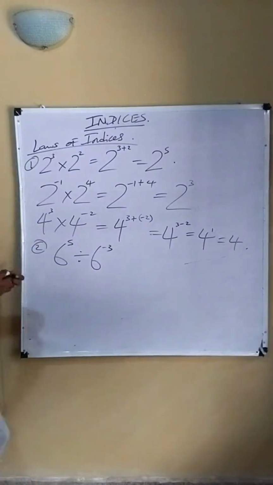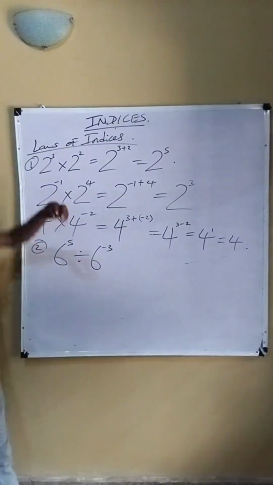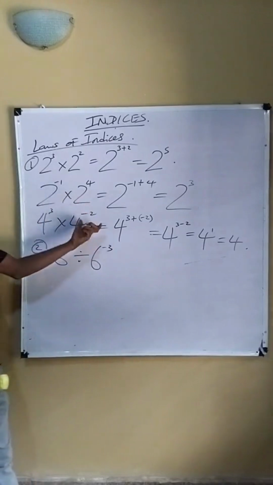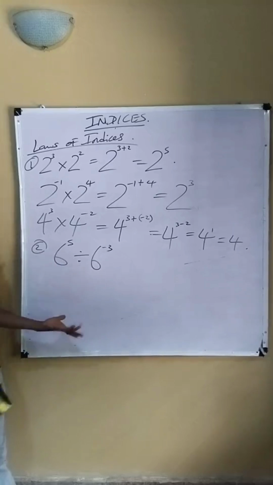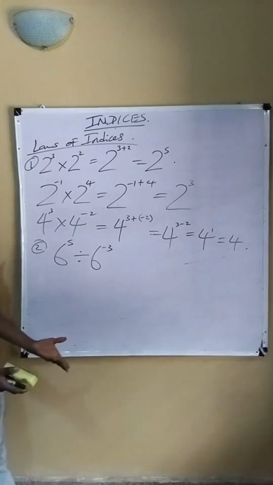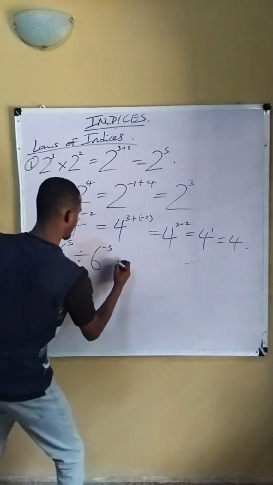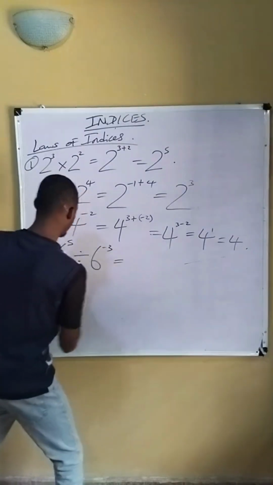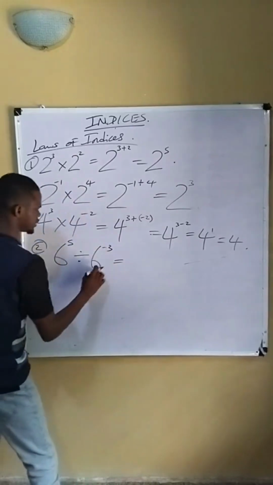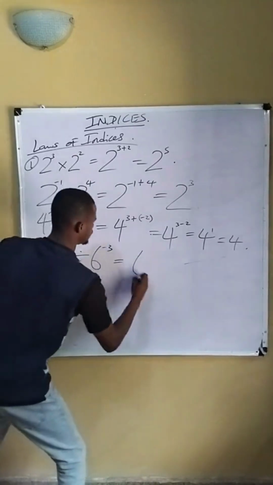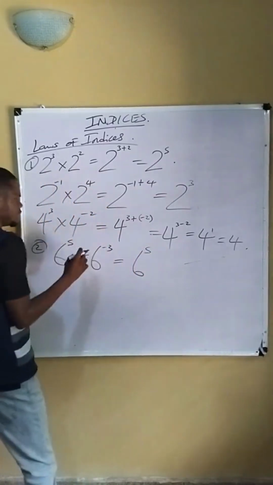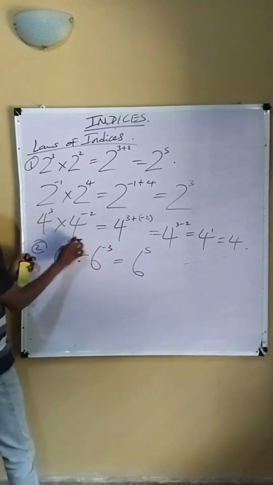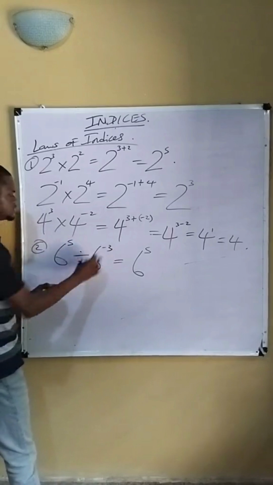Now, you can see that you are dividing indices of the same base. What do you do? You pick one of the base number and subtract the indices. The base number is 6, and the base number is 6. You pick one of them. 6 raised to the power of 5. Now, this is the index here, and this is the index here.